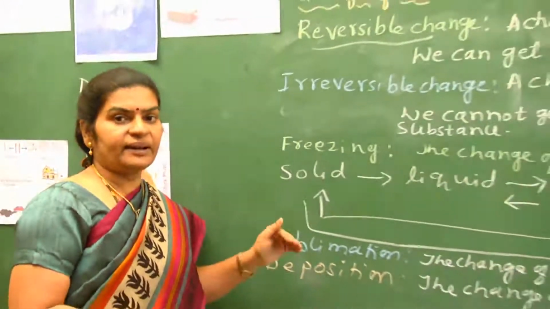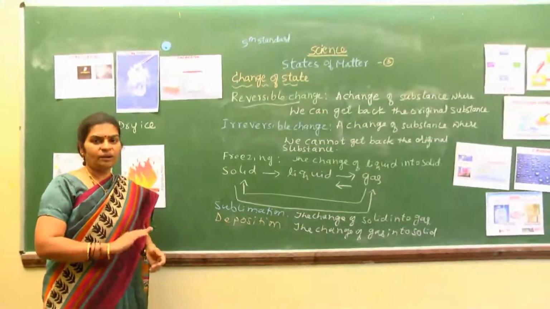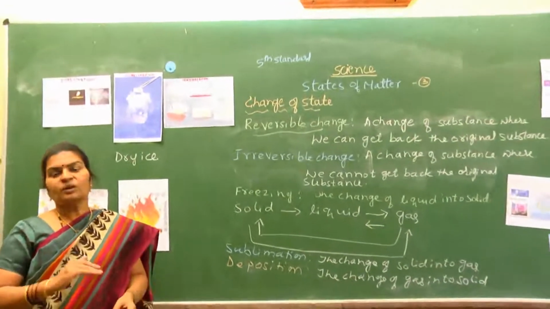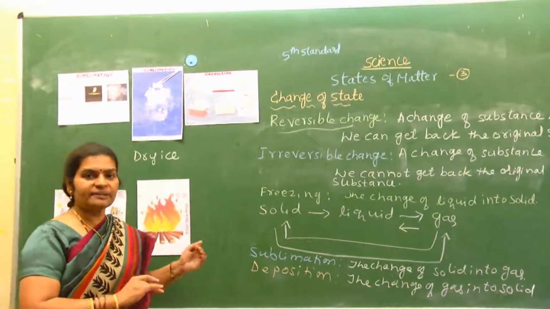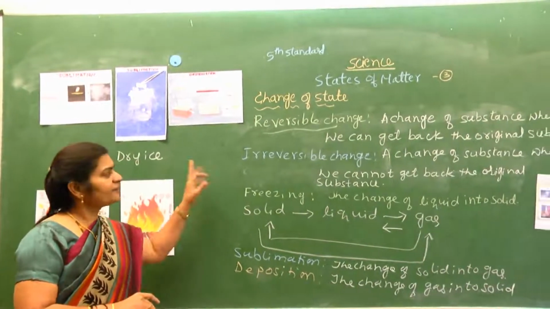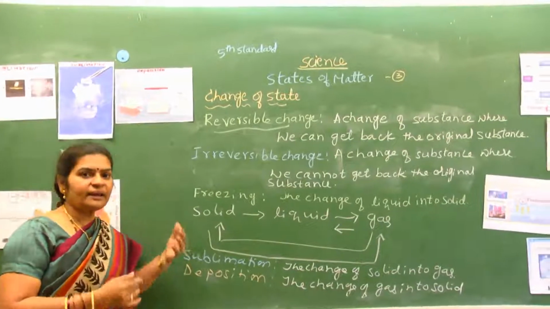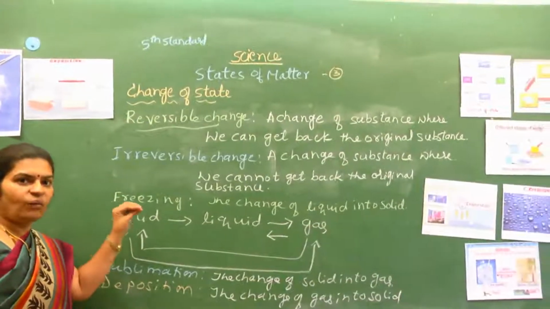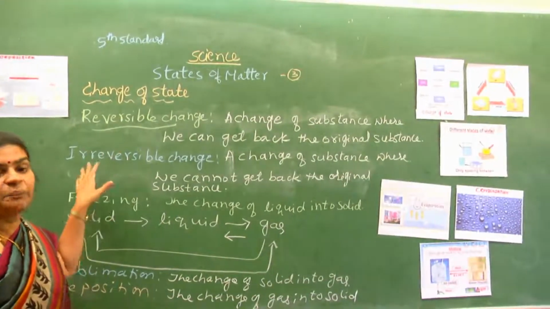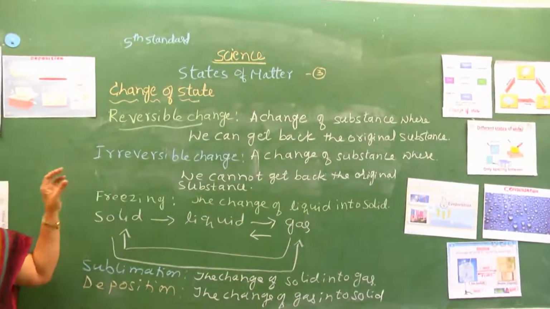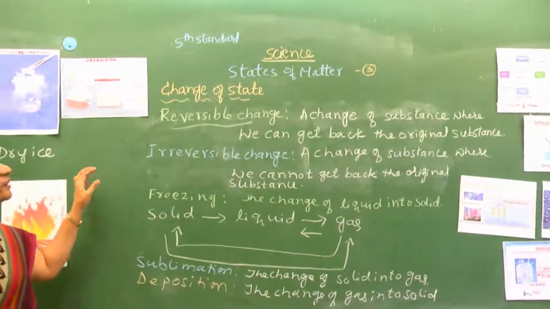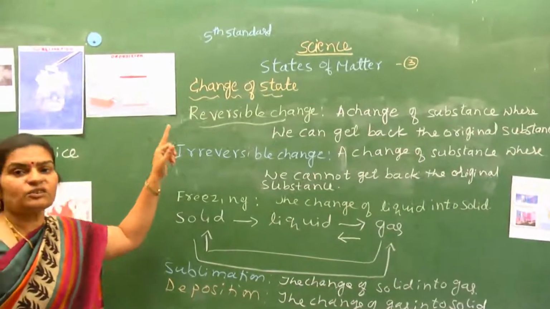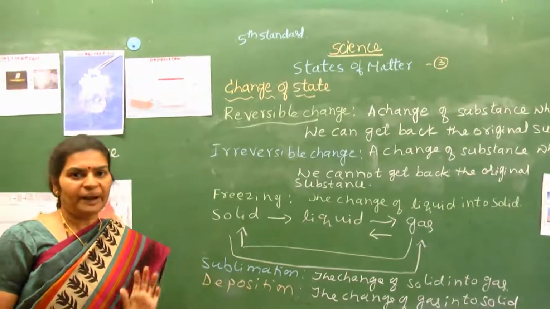In that way, we consider the states of matter. Some changes of state we can get back: when solid is changed to liquid, we can get that solid substance back again. But in some processes, we cannot get the substance back once again. It is a permanent change. That is what we consider in the change of state of matter.